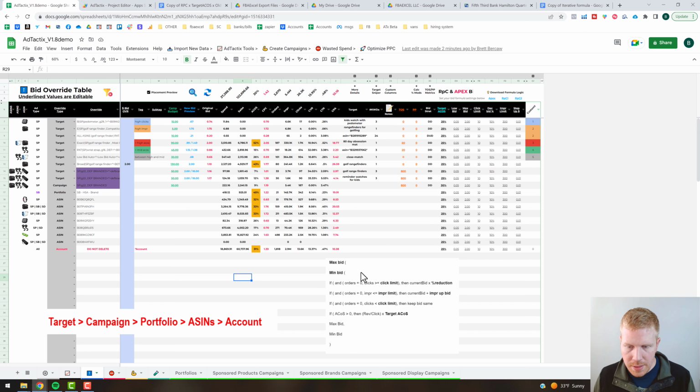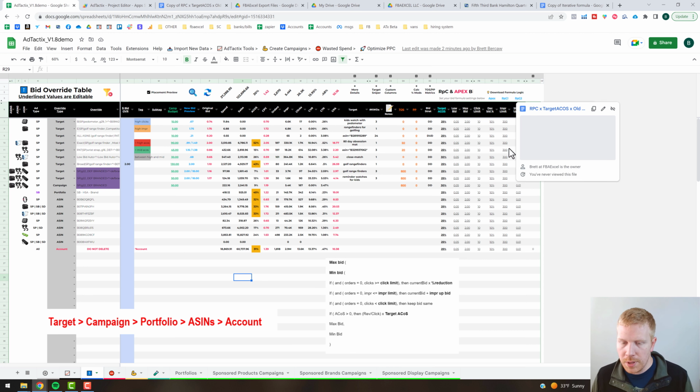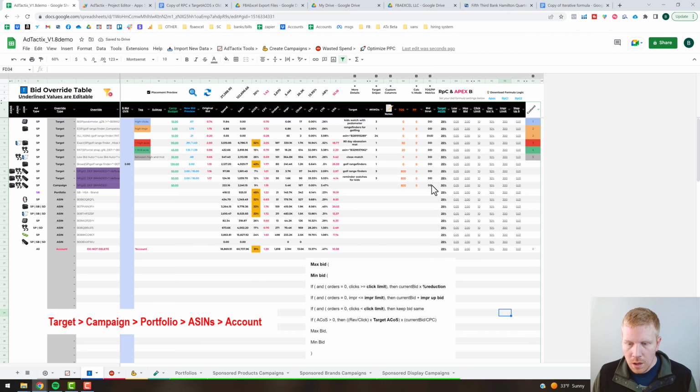I'm going to go grab the second style of the revenue per click formula, and we'll briefly discuss that one. For this one, you can see the first three rows are exactly the same in the formula. The only difference now is we're doing our revenue per click times target ACoS, and then multiplying that by our current bid divided by our cost per click.